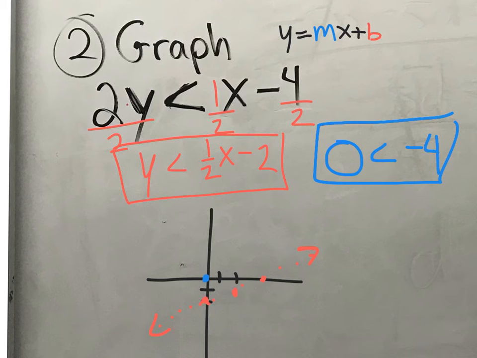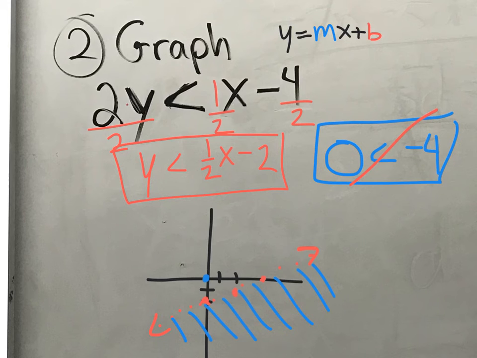What do you say about that? False. That's false. That's not true. 0 is not less than any negative number. 0 is greater than any negative number. So what do we know about this point 0, 0? Did it work? It did not. So it's not an answer. So where are my answers at? On the other side. So I shade in the bottom part of this dotted red line.